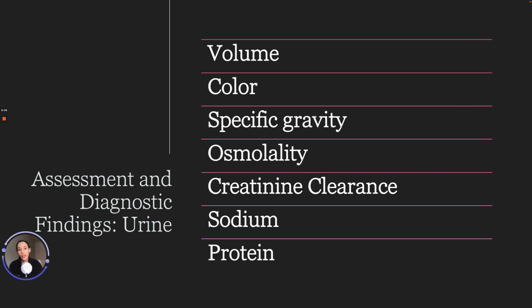Specific gravity is usually less than 1.015, and if it's less than 1.010, it reflects severe renal damage. Osmolality less than 350 is indicative of tubular damage, and urine-serum ratio is usually 1:1. Creatinine clearance may be significantly decreased, less than 80 milliliters per minute in early failure, but less than 10 milliliters per minute in end-stage renal disease. Sodium is more than 40, because the kidney is not able to reabsorb the sodium. And high-grade proteinuria strongly indicates glomerular damage when red blood cells and casts are also present.